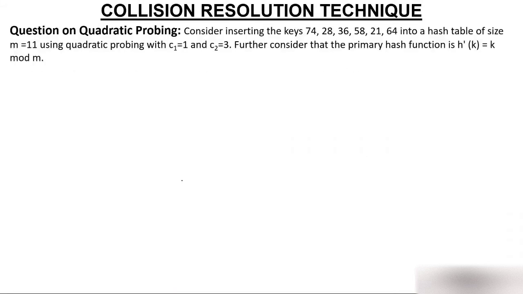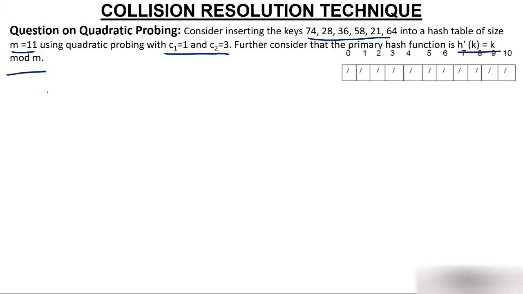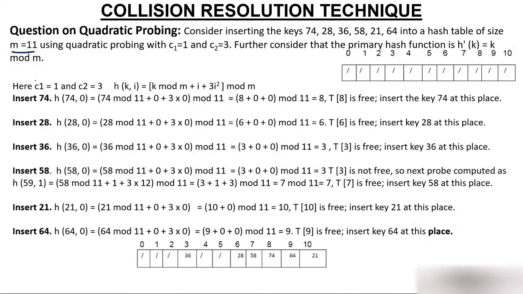I'll not discuss more, I'll just solve the question. You have to insert these elements into a hash table of size m is equal to 11, where c1 and c2 are given, and you have to use k mod m. The initial value of the hash table is empty, there is nothing. So c1 is given as 1, c2 is given as 3. The formula is k mod m plus c1 i, c1 is 1 into i, and c2 i square, c2 is 3 i square. Finally the formula becomes this, after that mod m.